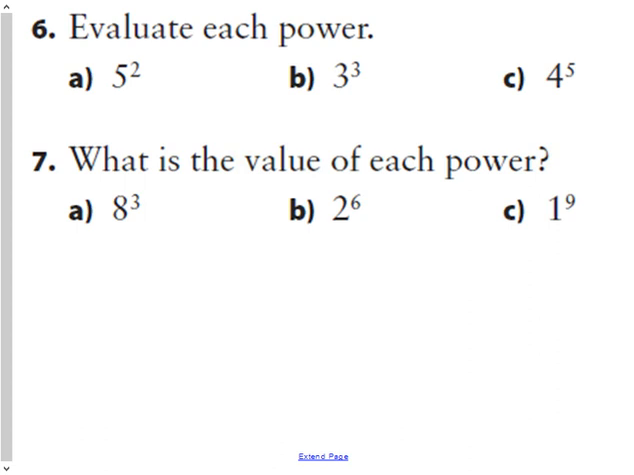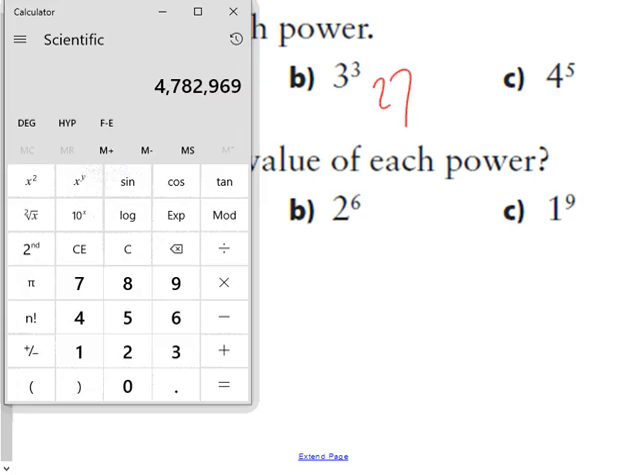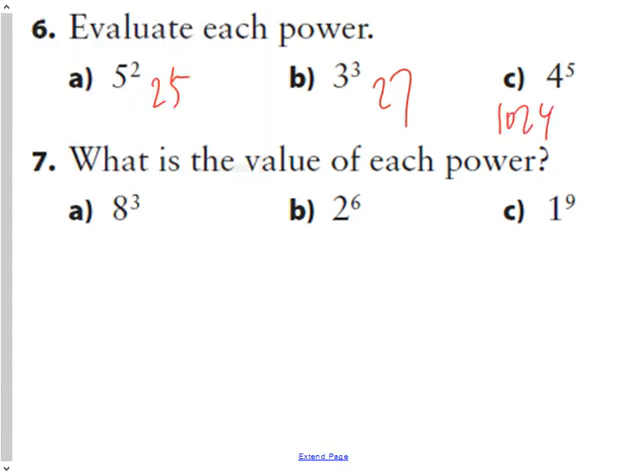Question 6, evaluate each power. Well, I can do 5 squared pretty easy in my head. It's 25. 3 cubed is 3 times 3 times 3, which is 27. And 4 to the 5, I can't really do easily in my head. So I go 4, xy, 5 is 1,024. Actually, it is easy to do because 4 to the 5 is the same thing as 2 to the 10, if you wanted to do that, but I digress.